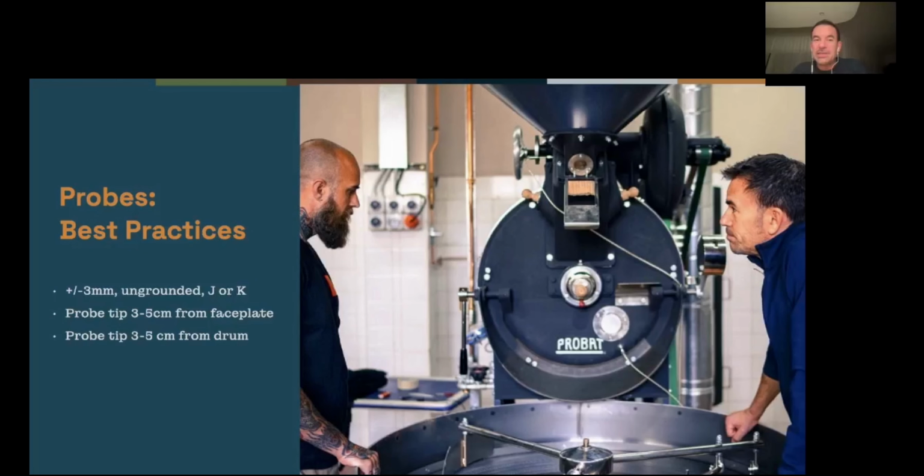So there's a question about using infrared probes. They can work. So there's a machine out there called the Bullet, which is a 1 kilo home roaster. And the Bullet has an infrared probe. And anyone here who's used the Bullet will know that the infrared reading is much more volatile than the thermocouple reading.